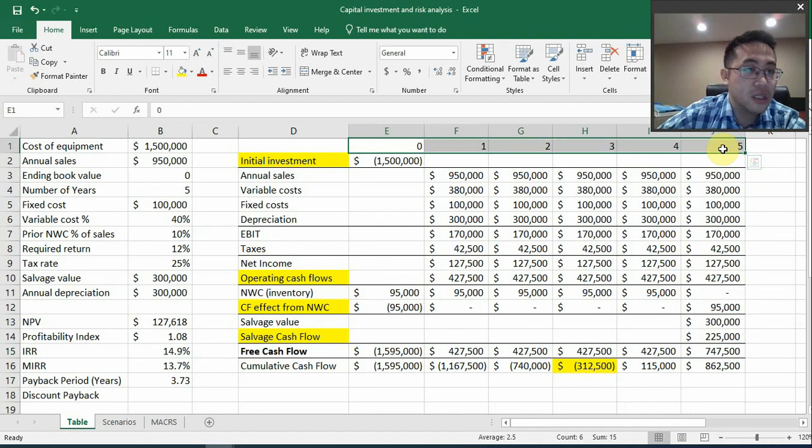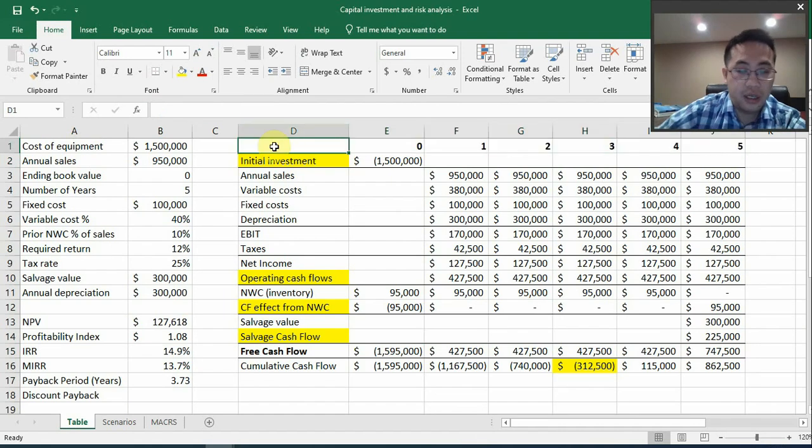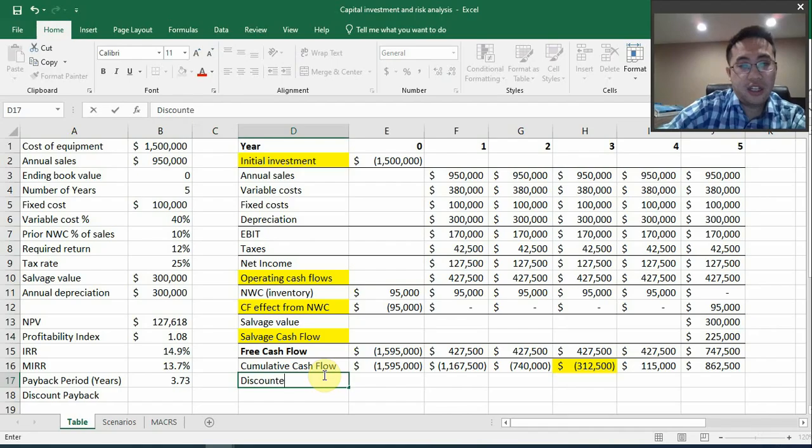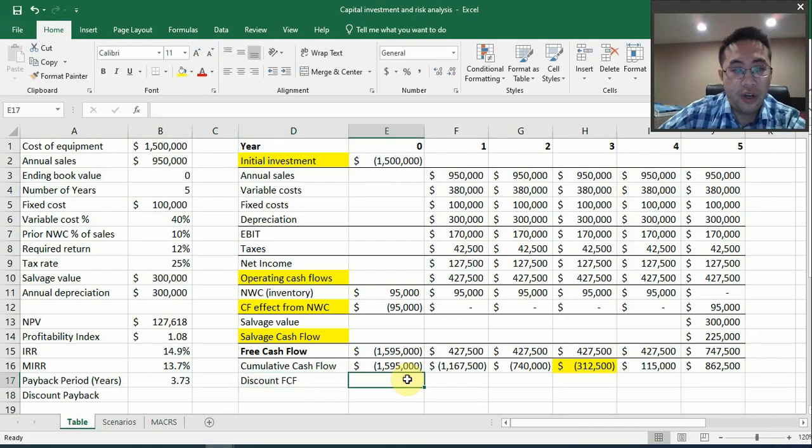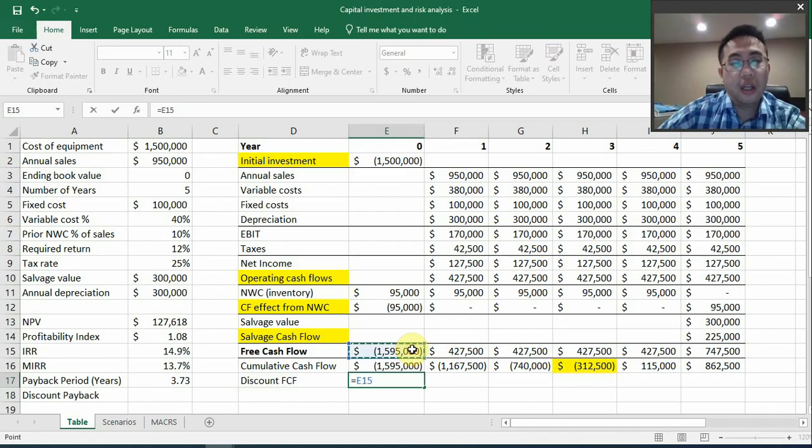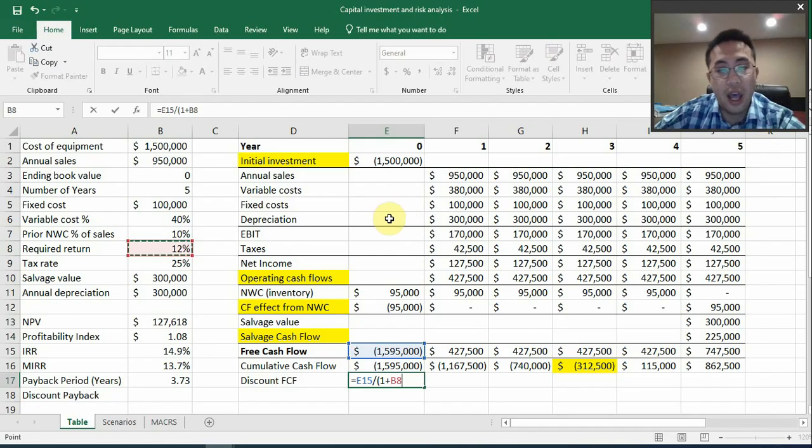Okay. So the next job here is to get the discounted payback period. And to get the discounted payback period, you need to get the discounted free cash flow here. So for each year, the cash flow will be discounted at the 12% rate. I'm going to lock this denominator 12% and then raise it to the power of the year number up there.